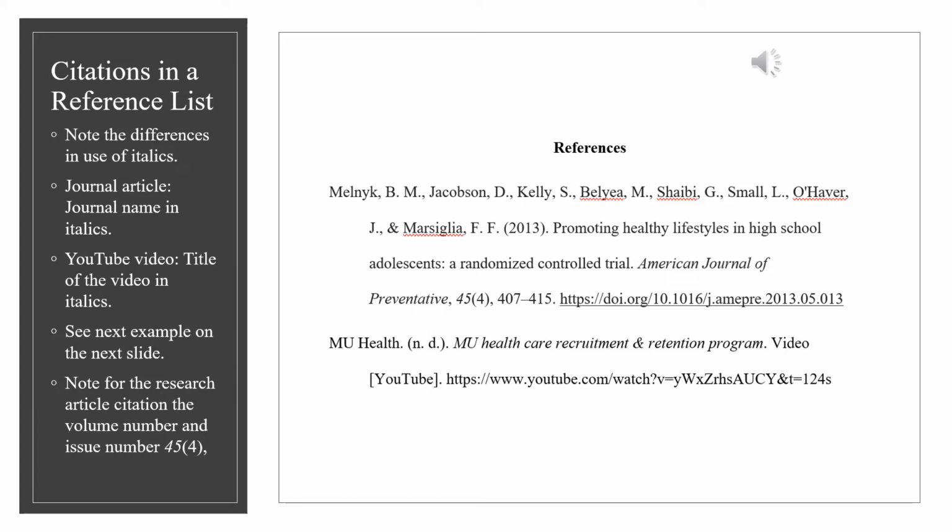You'll note that after the first word, the words in the title are in lower case. Now, following that, we have the name of the journal. In this case, that is American Journal of Preventive Medicine, and that is italicized, comma. Then we have the volume number, italicized, no space, parenthesis, issue number, parenthesis, comma, and then the page numbers.